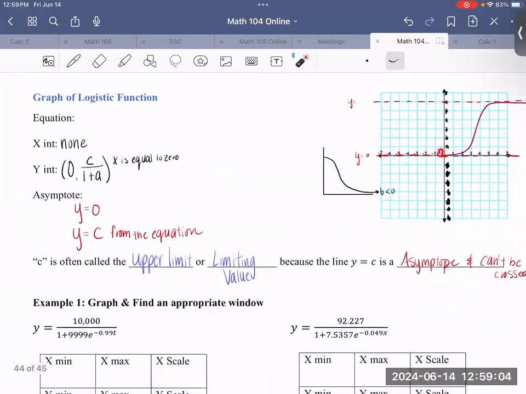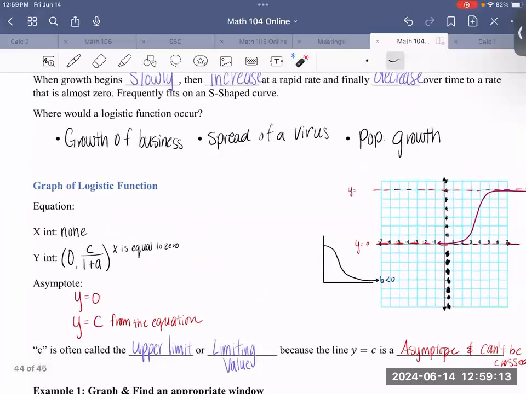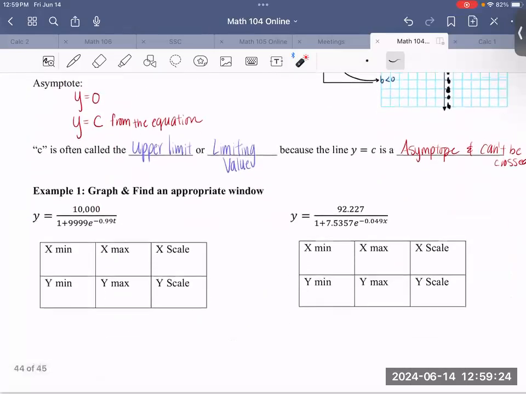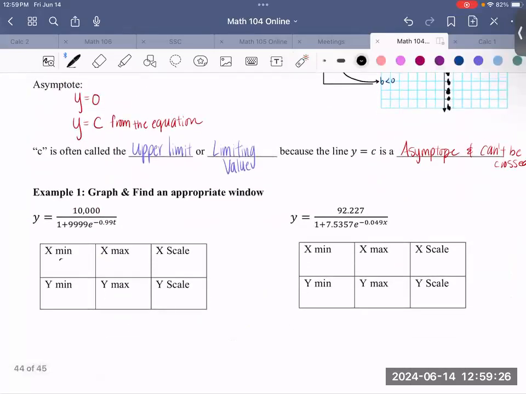So when we're talking about growth of a business, spread of a virus, population growth, can we have any sort of negative values over here to the side? Keep in mind, X meaning we are in negative time, right? Well, growth of a business back when, right? You can either start a business or you don't. There's nothing out in space that you haven't created yet. So when you go to pick your minimum, typically you start at 0 and then you work your way up. So to find your X max, we might have to give it a guess.